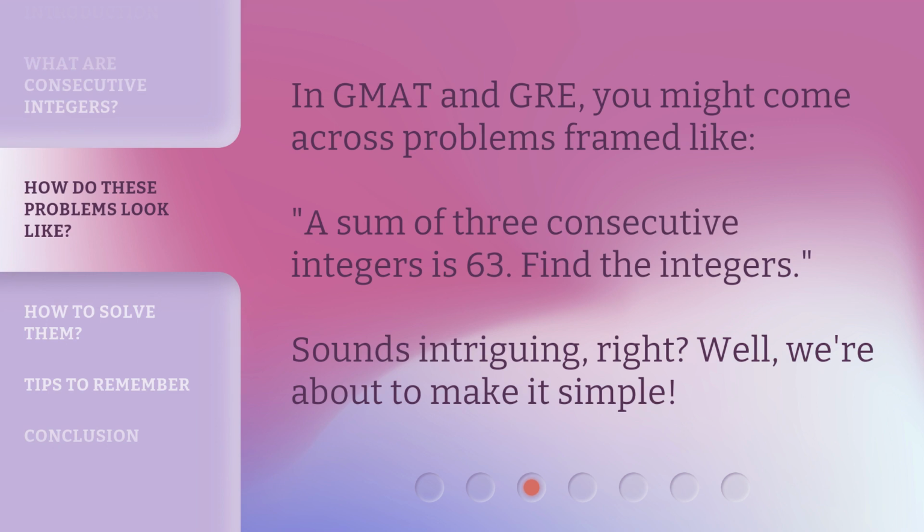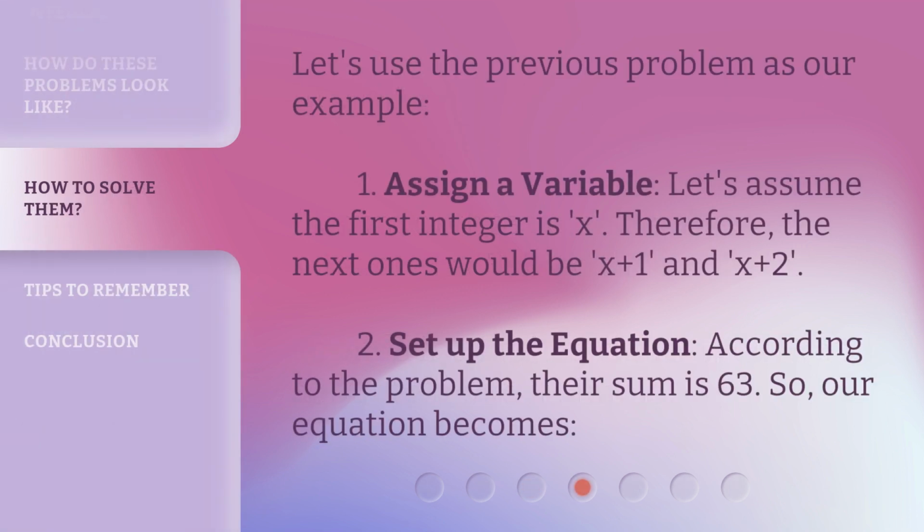In GMAT and GRE, you might come across problems framed like: the sum of 3 consecutive integers is 63. Find the integers. Sounds intriguing, right? Well, we're about to make it simple. Let's use the previous problem as our example.